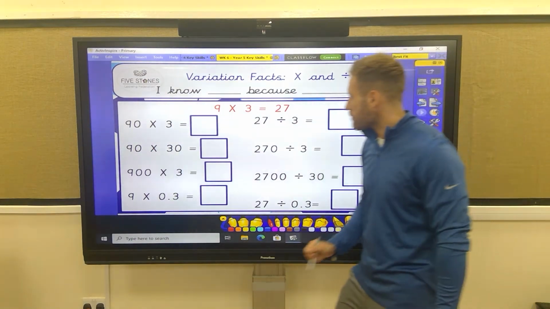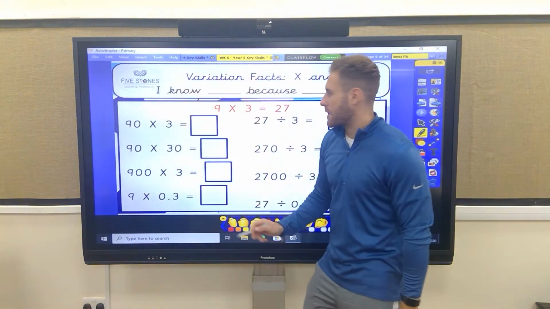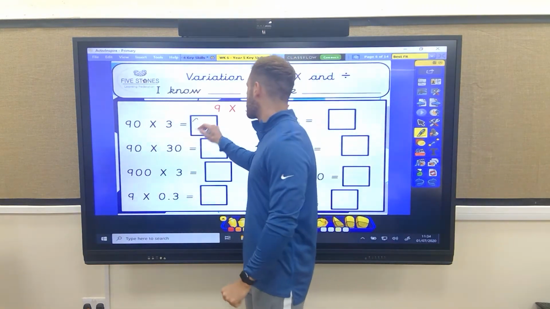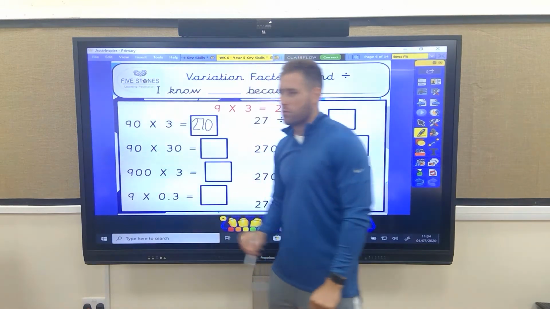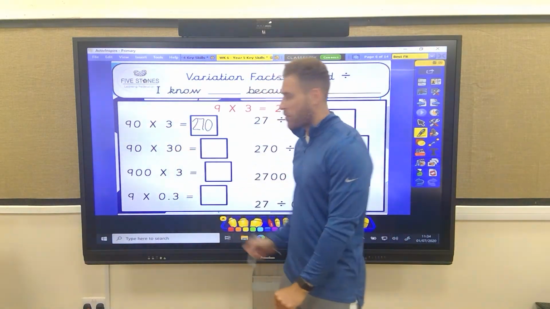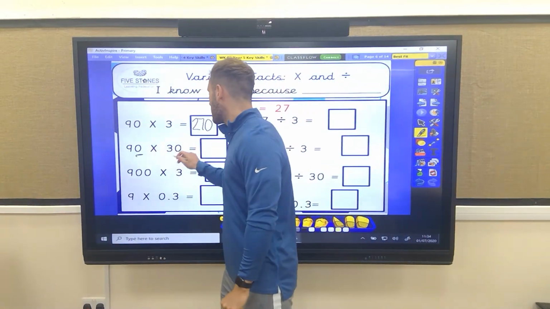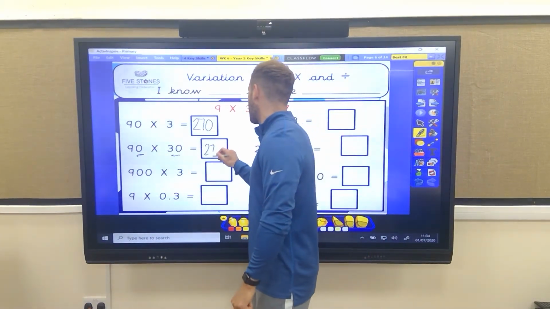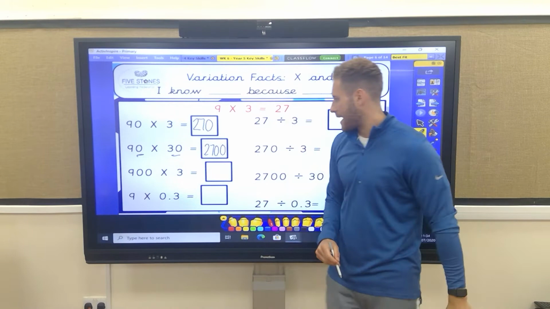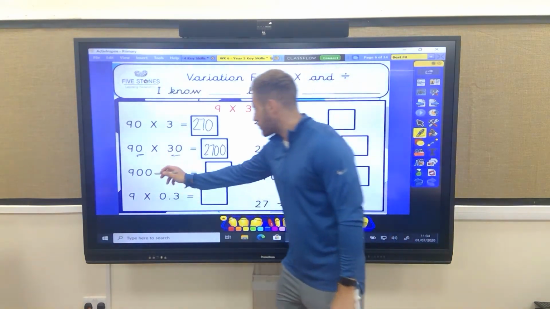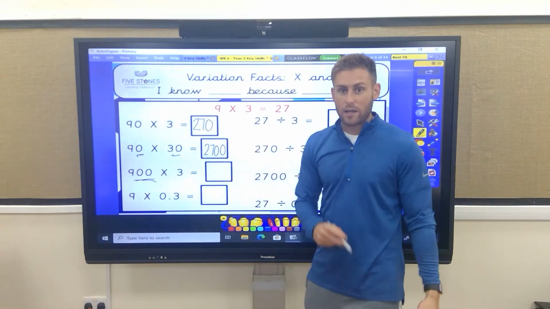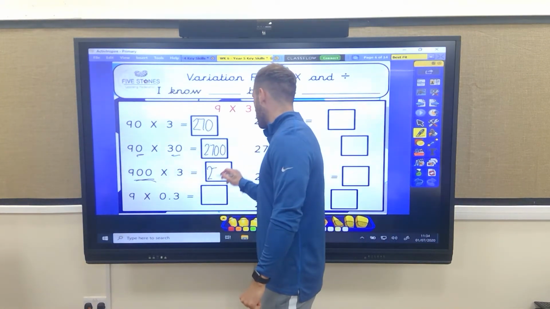Right. What we can see, the difference being that 9 is actually 10 times more, meaning that the impact on the answer is going to be 10 times more, which is 270. 90 and 30, both 10 times more, and we know that 10 times 10 is 100 times, meaning that the 27 will increase by 100 times. The 900 times by the 3, actually the calculation is again increased by 100 times, so we've got the same result as prior.